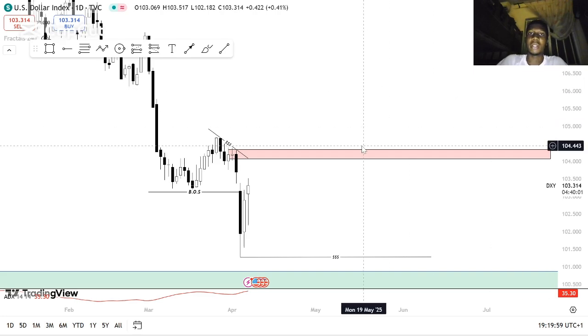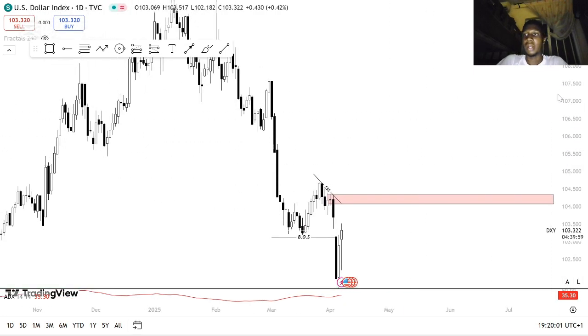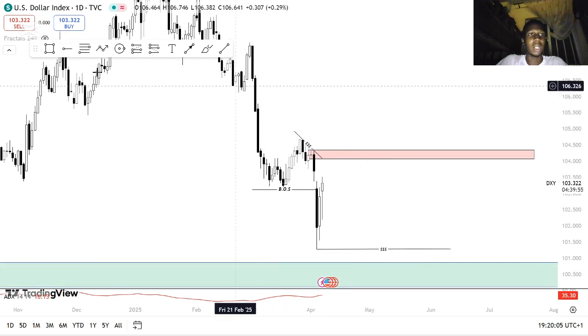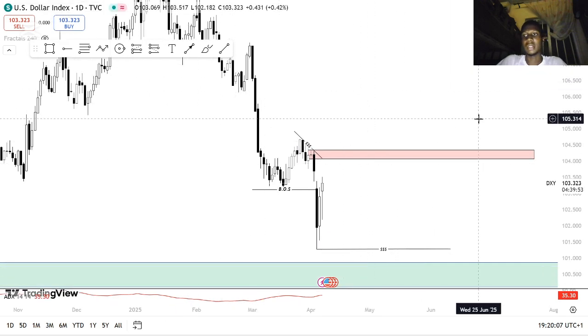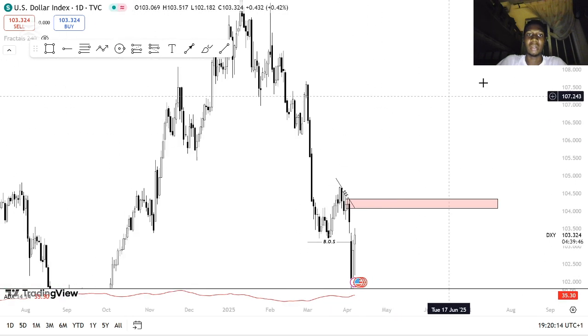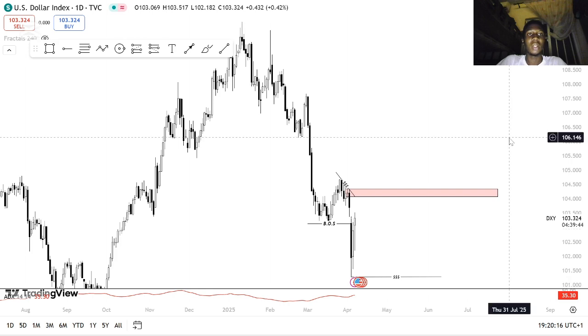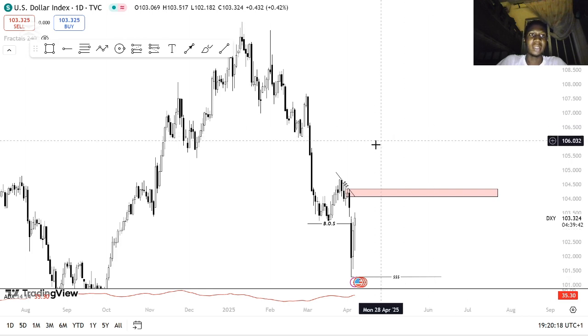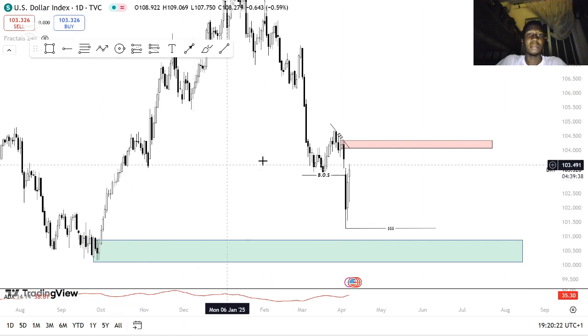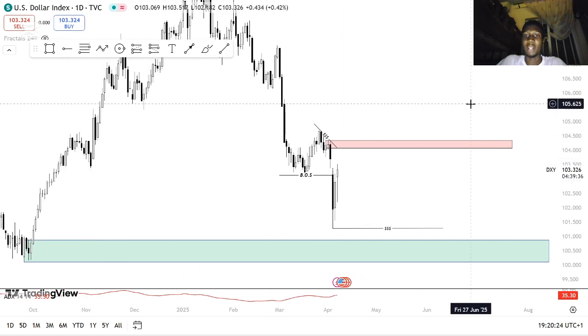Hey guys, so today I'm going to be showing you how I analyze dollar cross pairs. So I'm looking at the DXY, the US dollar index, and this index is important because it compares the strength of the dollar against basically all pairs around there. So if you are trading currency pairs that have the USD in it, looking at this particular asset is going to give you a better bias about the market.